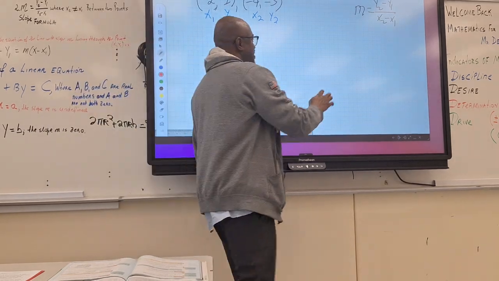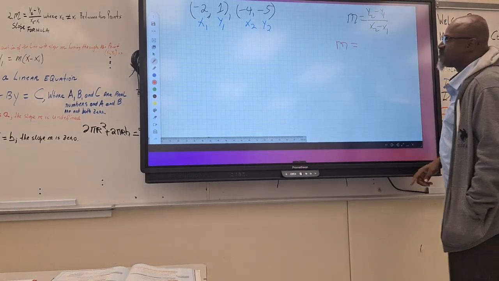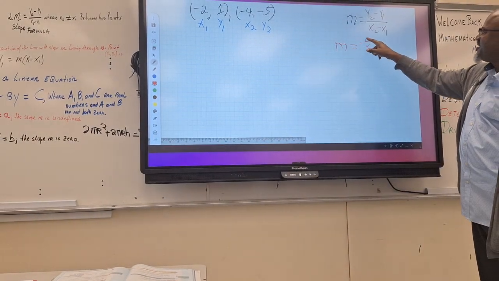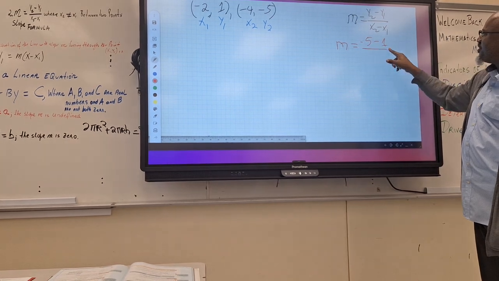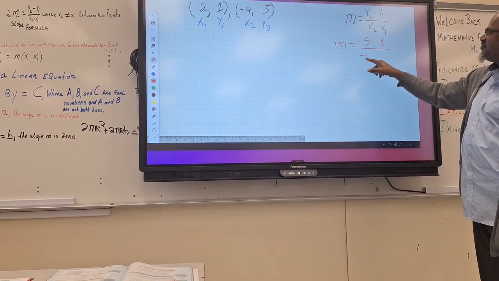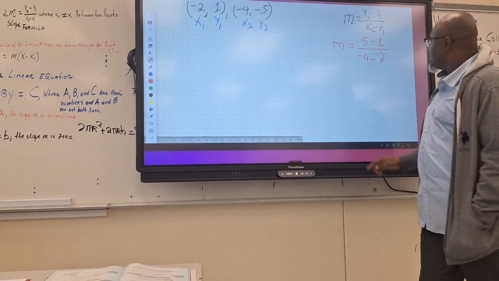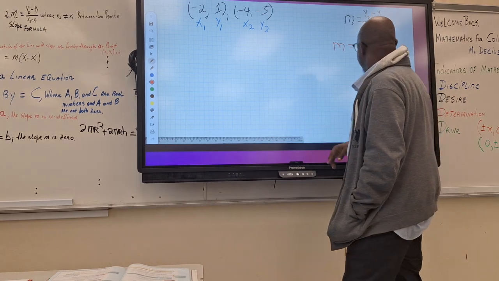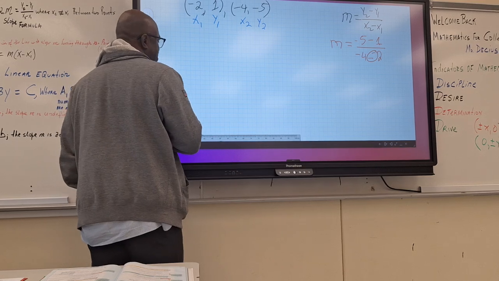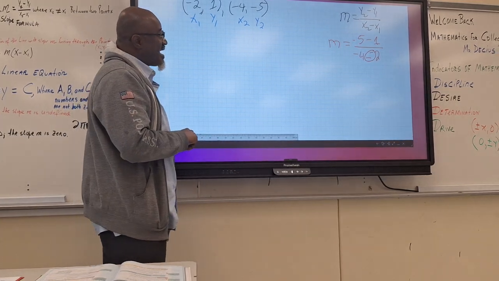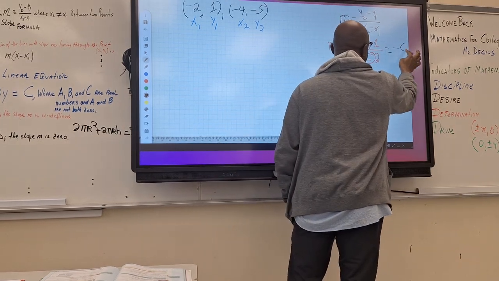The only thing I have to do now is substitute those parameters in the formula. And I will have m equals, what is my y2 in this case? Negative 5 minus 1 over negative 4 minus negative 2. Here, I need to take care of that. So let's work on the numerator. What will you get for your numerator? Negative 6. The signs are the same, you add and keep the sign. So that will be -6.